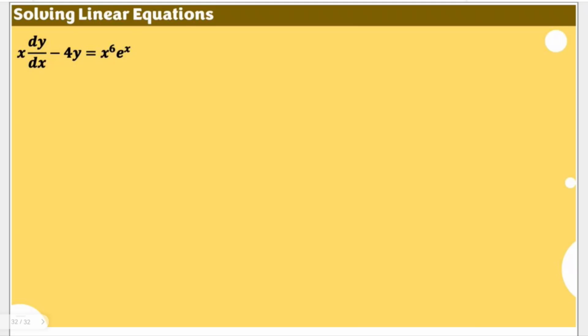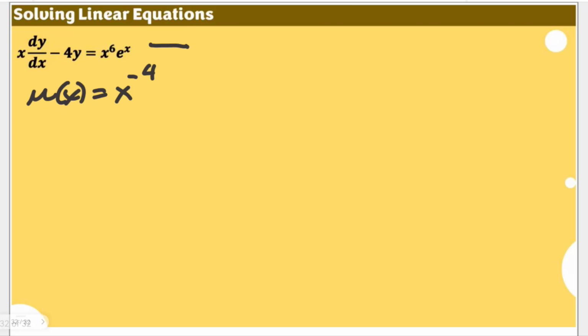This is a continuation of the previous video. For the previous video, using the same equation, we only focused on the solution of the integrating factor needed for this video. You may want to review that, because this is very important. In the previous video, we were able to identify the integrating factor mu of x is equal to x to the power of negative 4. Again, if you're not convinced of this, try to review that.